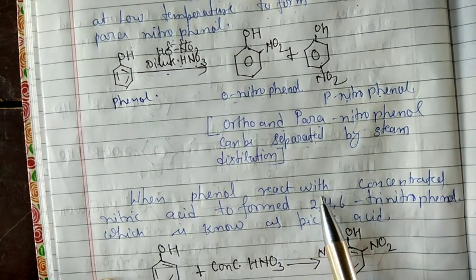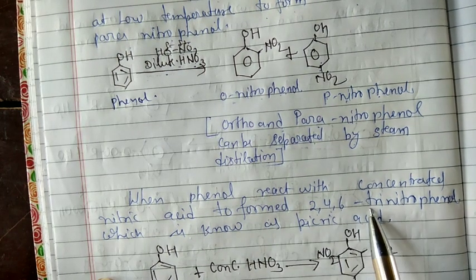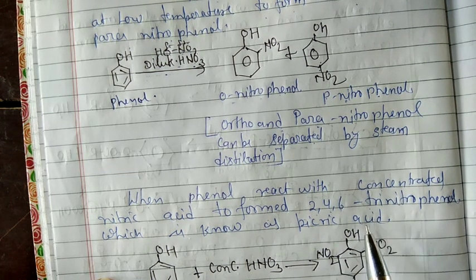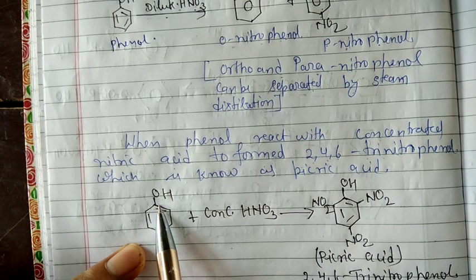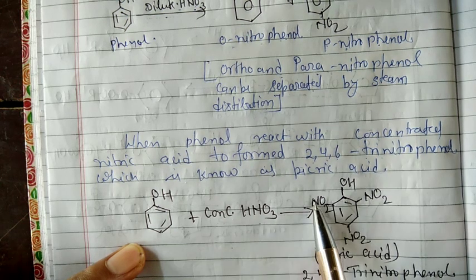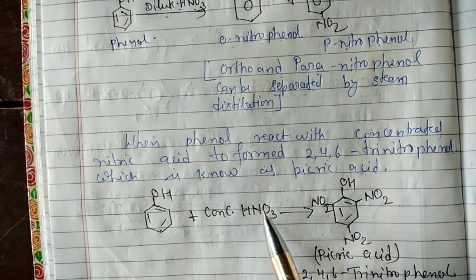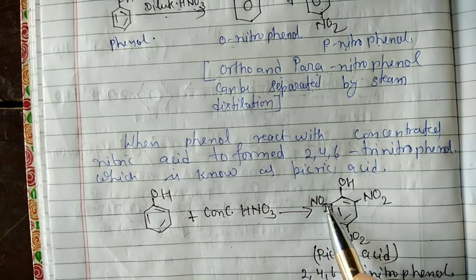When phenol reacts with concentrated nitric acid, it forms 2,4,6-trinitrophenol, which is also known as picric acid. Okay, what is picric acid? 2,4,6-trinitrophenol. You see here, phenol reacts in the presence of concentrated nitric acid. So the nitro group is introduced at both ortho positions and the one para position. So this NO2 group is introduced at the ortho, para and ortho positions.